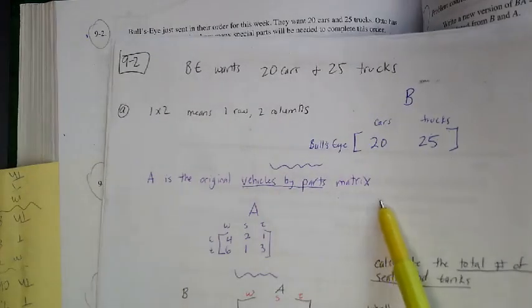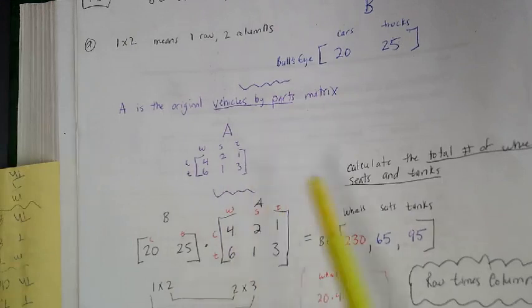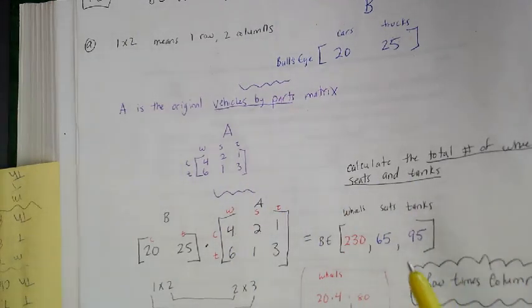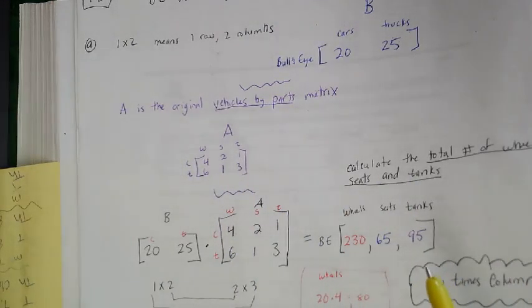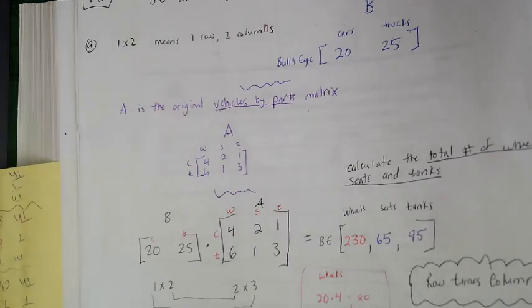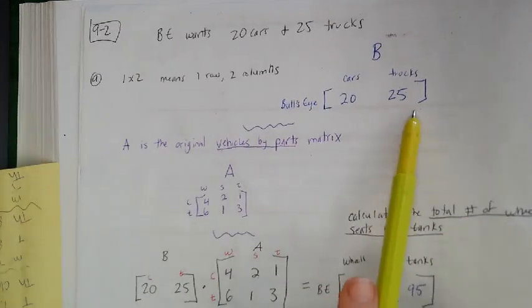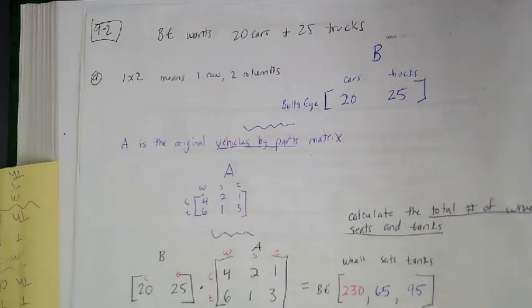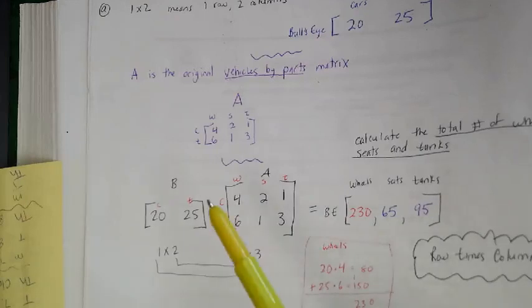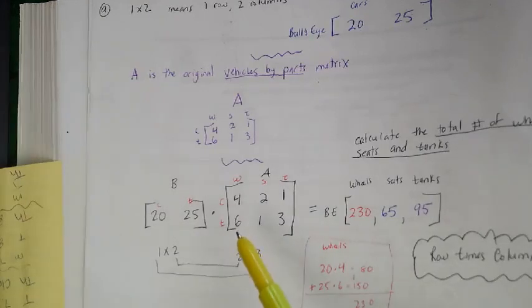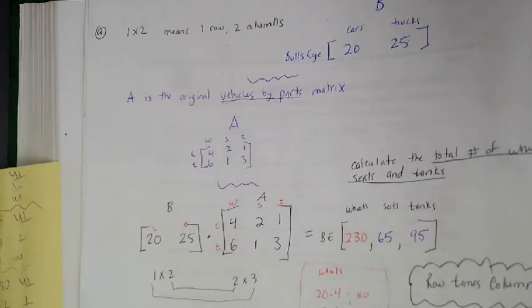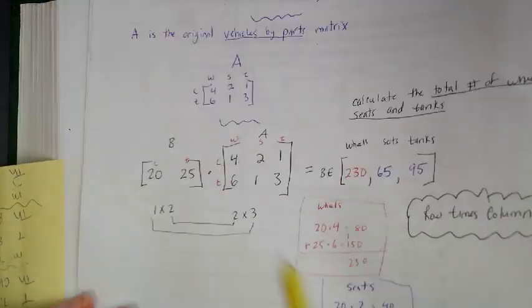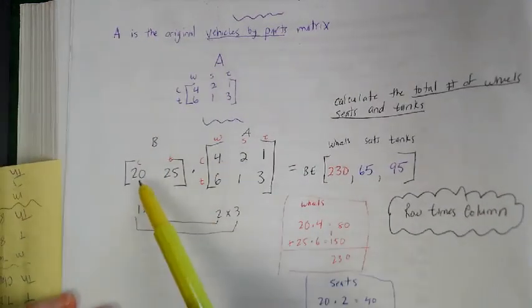A is the original vehicle by parts matrix, and we're trying to find out how many total wheels, total seats, and total tanks we need for Bullseye, because they want 20 cars and 25 trucks. The wheels for the cars and the trucks are the same size wheels. It's just that every car needs 4 and every truck needs 6. So what we're going to do is multiply.